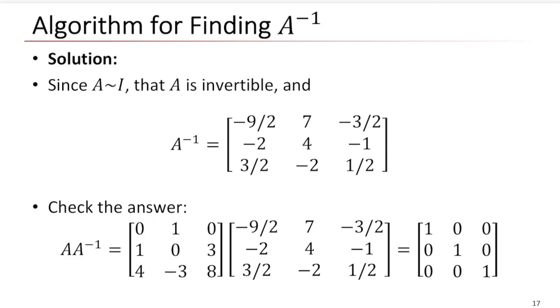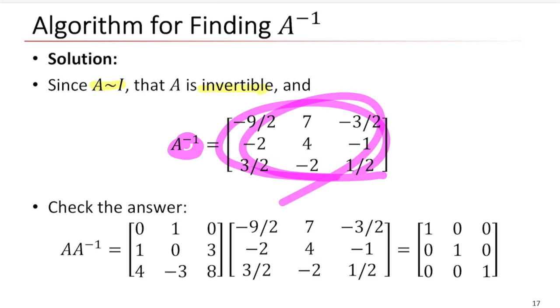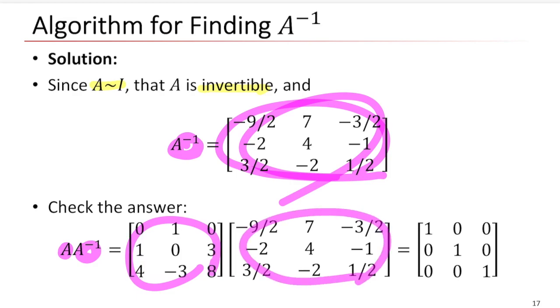So because the arbitrary matrix A is row reduced to the identity matrix, A is invertible, and it means that the inverse of the matrix A is going to be this one, okay? How can I check? Just multiply the original matrix A with this inverse of matrix A. So this is the original matrix A. This is the inverse of matrix A. What is that? This one times this one.